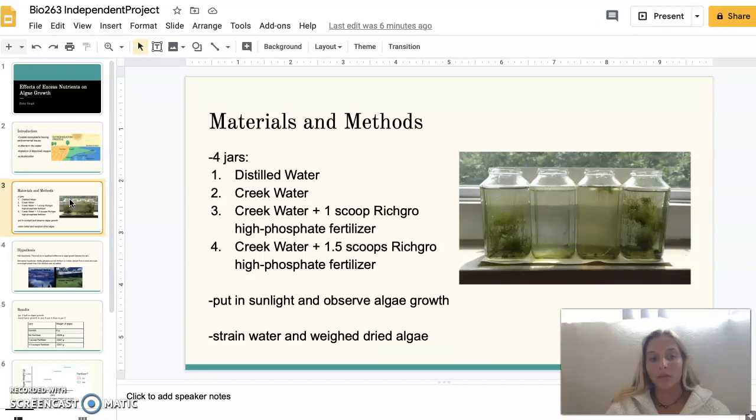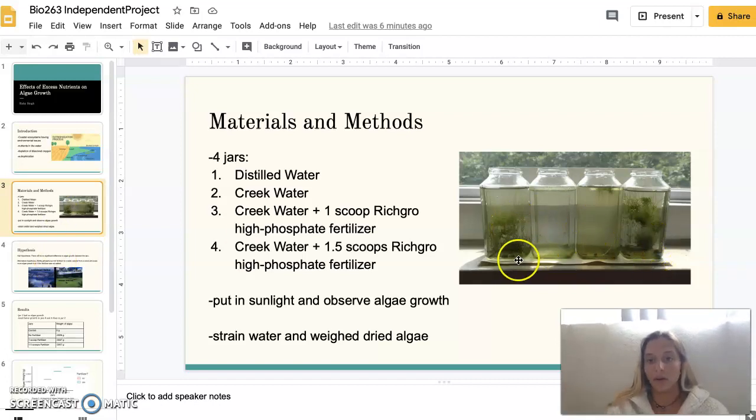And then I put these 4 jars on my balcony where they could get lots of sunlight, and I observed the algae growth for about 3 weeks. And then to measure the algae growth, I strained the water and then weighed the algae that was left behind after straining it.